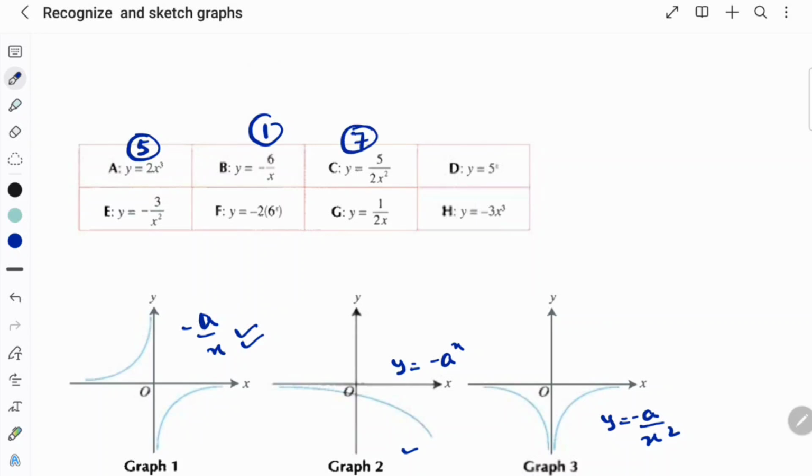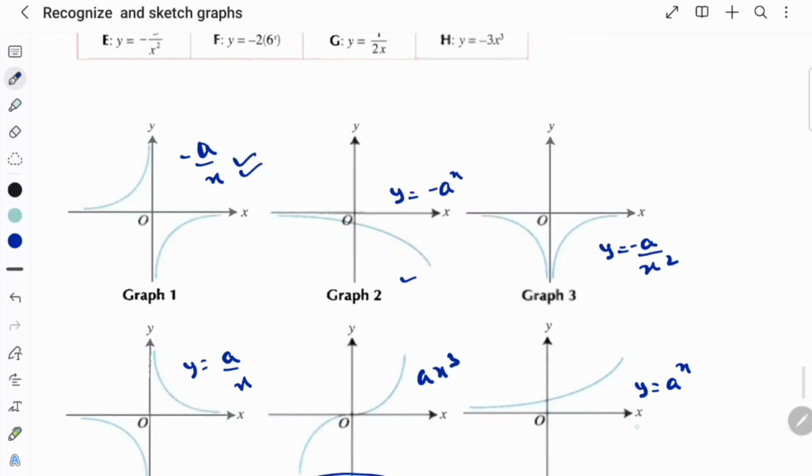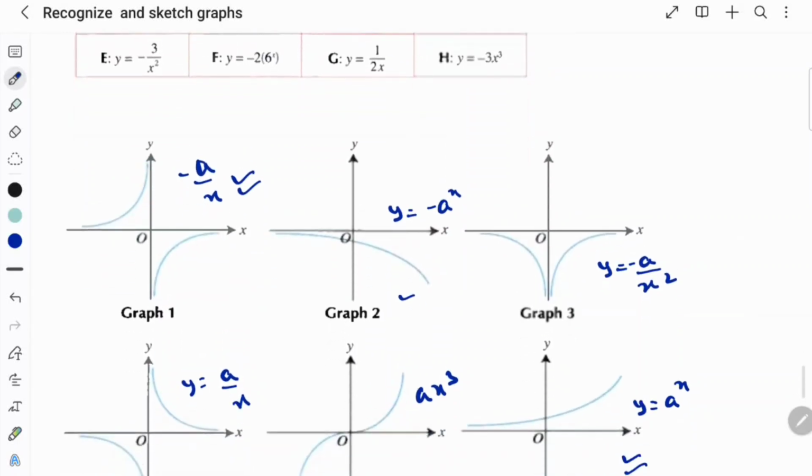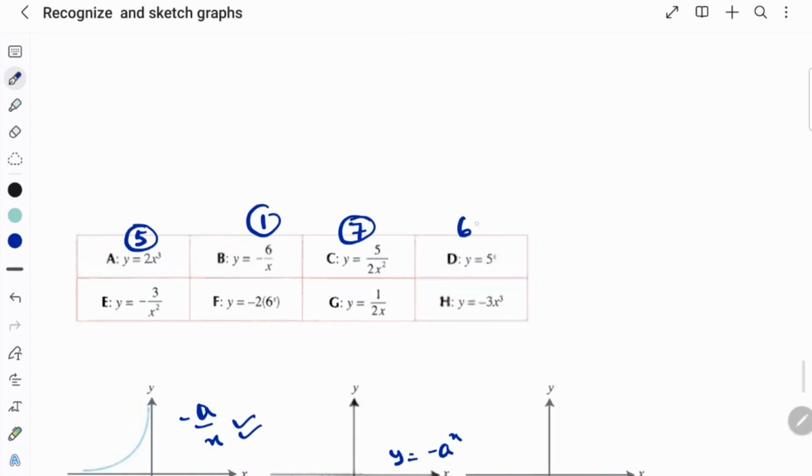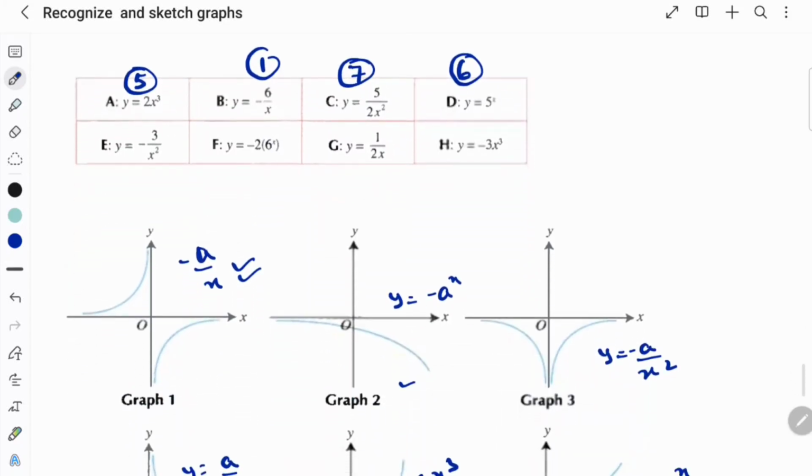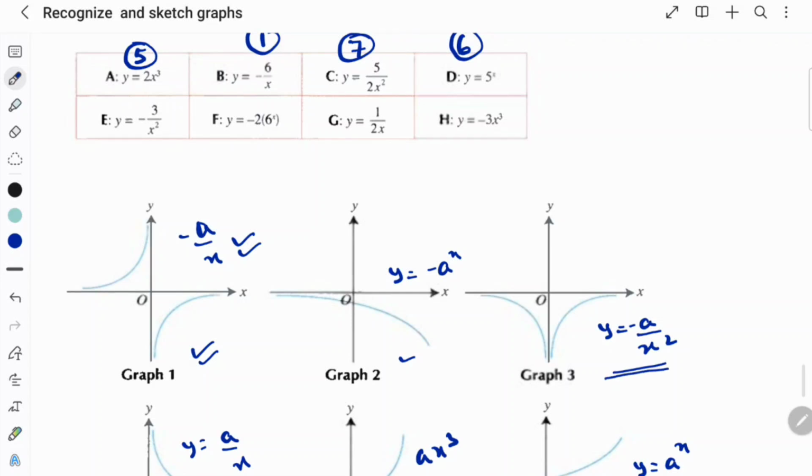Now part D is an exponential function, y is equal to 5 to the power x. So positive, obviously this is the 6th one. Now part E is a negative reciprocal, and x square is there. Now check in this question, negative reciprocal, I think it's the first one. No, it's x square. So this is graph 3.